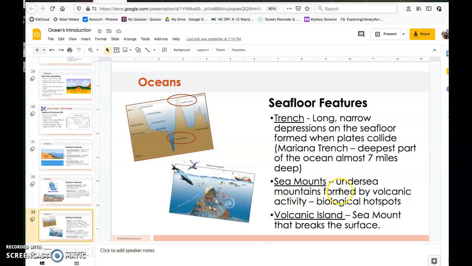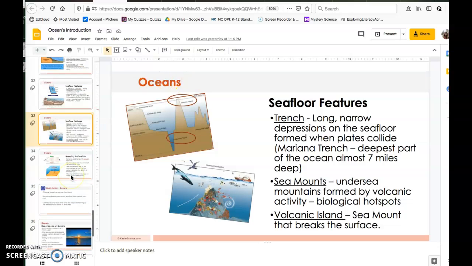We have what we call seamounts, which are undersea mountains formed by volcanic activity, biological hotspots. So these allow for a lot of life right here. The volcano once happened, created some igneous rock, made a point right there, and often we find a lot of life right there. And then we have volcanic islands, which are seamounts that break the surface. So if this were the seamounts right here, if we were to reach the surface, then it's a volcanic island like what we see in Hawaii.